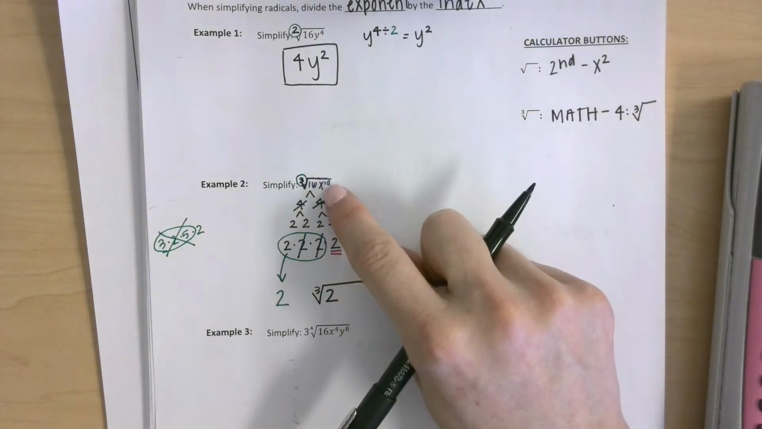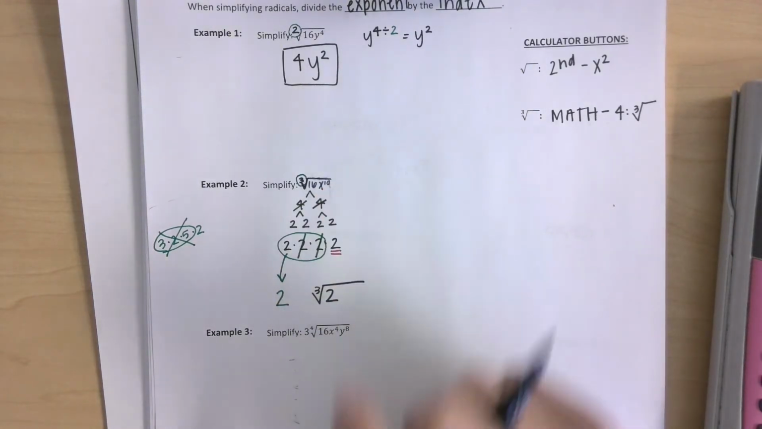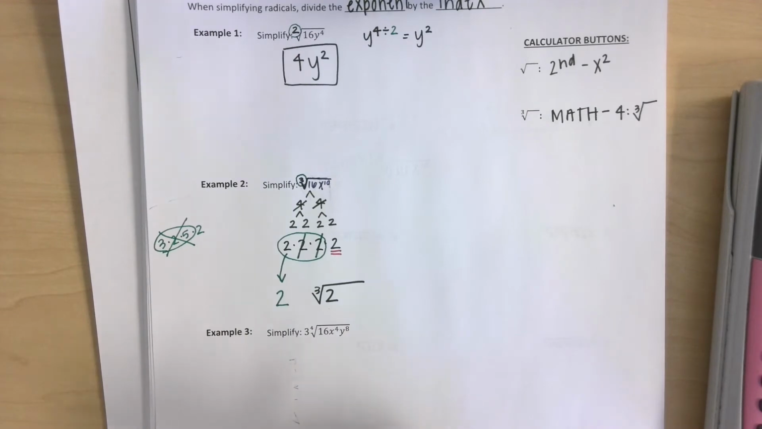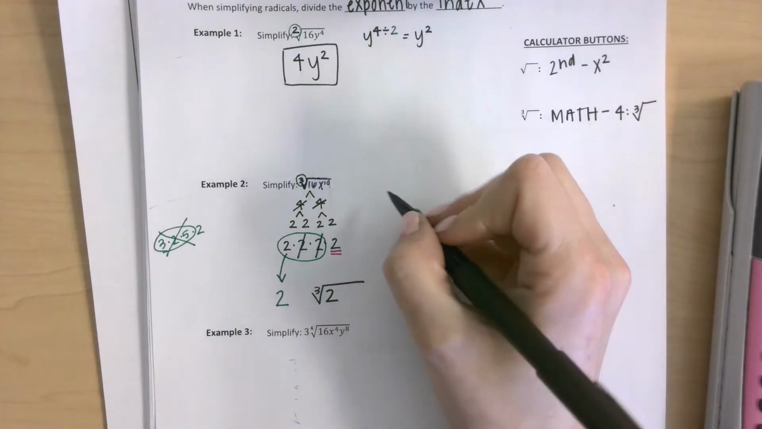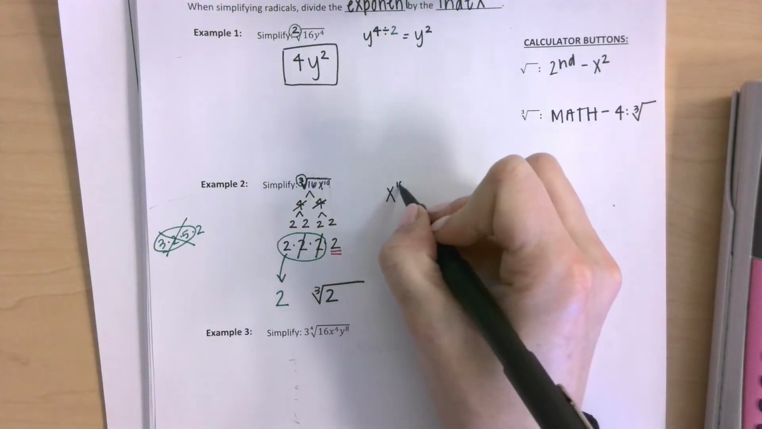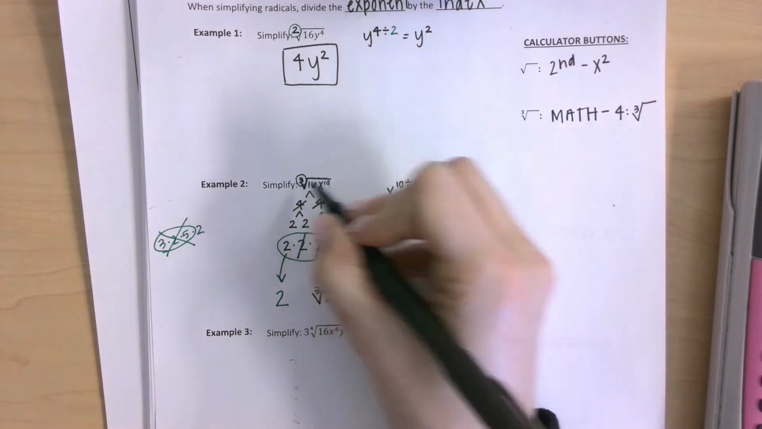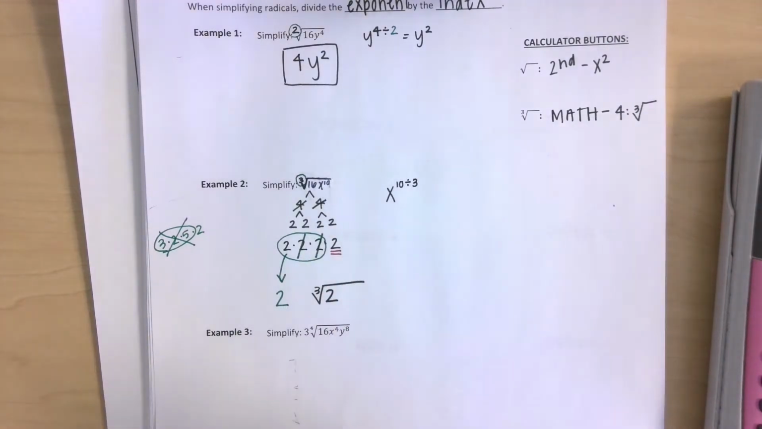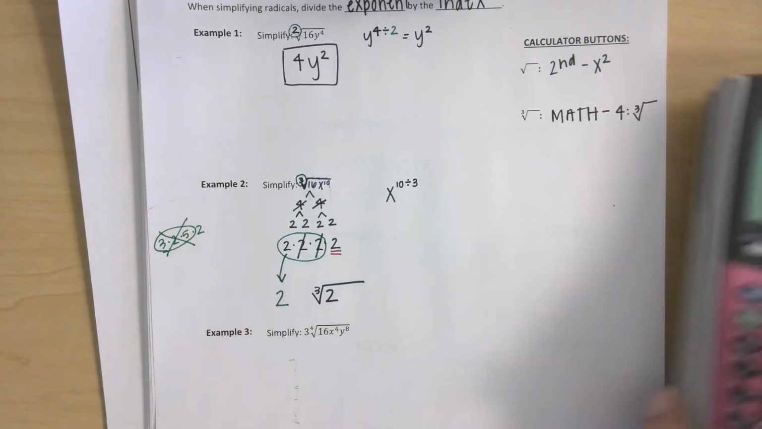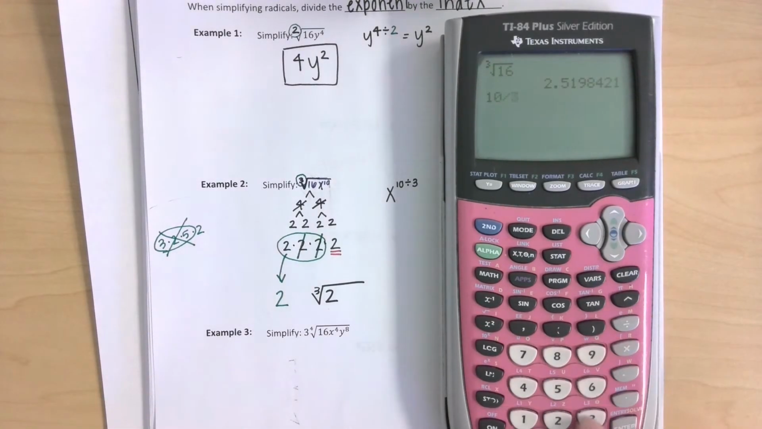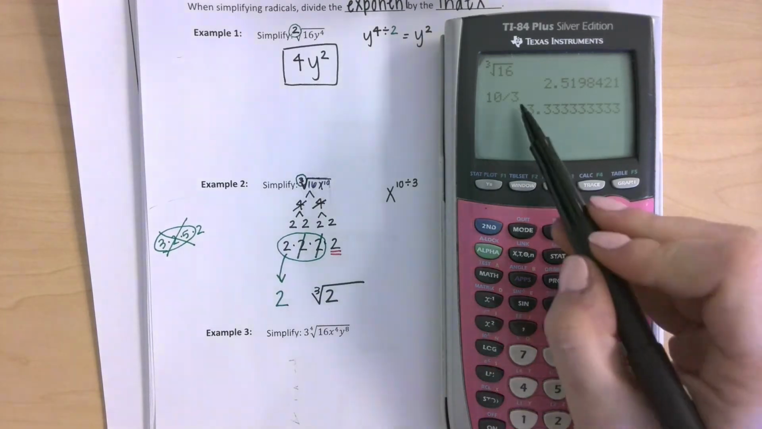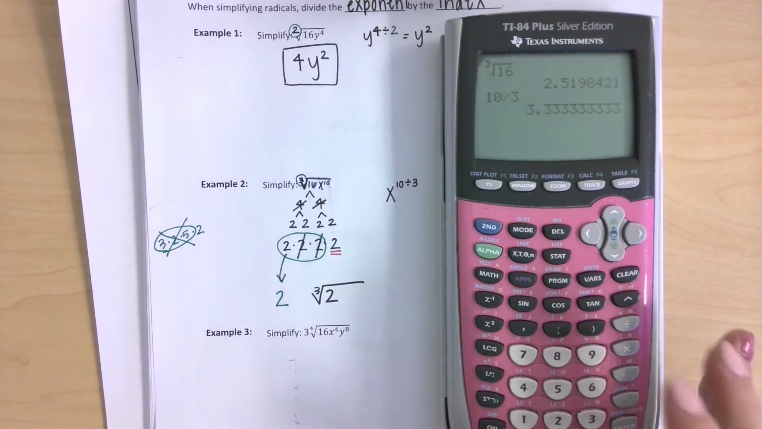Okay, we're going to move on to our exponent. So I had x to the 10th power. Now what I'm trying to do here is take that exponent and divide by the index. So I'm trying to divide 10 by 3. Now 10 won't divide by 3 perfectly. If I try to do that in my calculator, it's going to give me a decimal. But I know that 3 can at least go into 10 a few times.